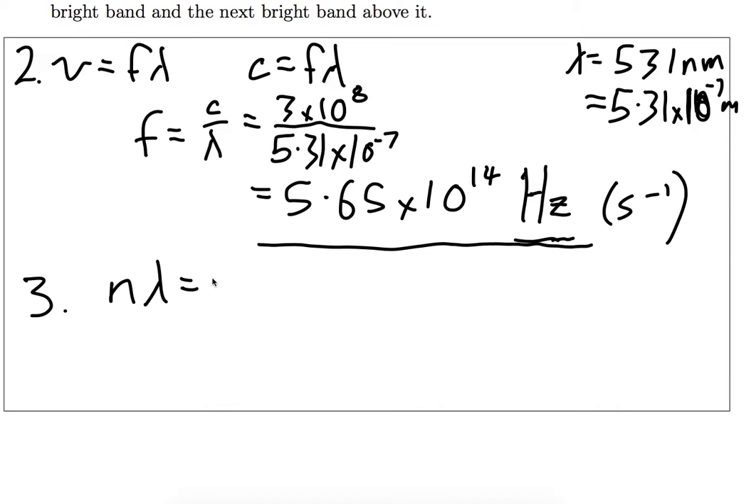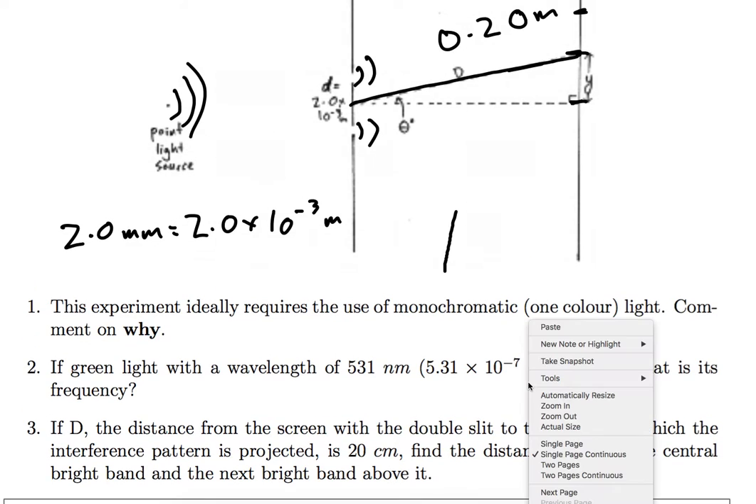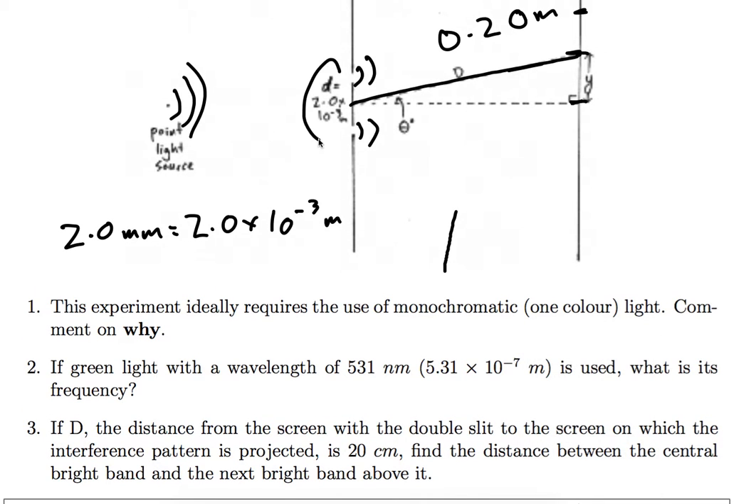N lambda equals d sine theta, where d, as you'll see from the diagram above, is the distance between the slits here, 2 by 10 to the minus 3 meter, and theta is the angle here. We've got y and D. Now it turns out that if we go back to our SOHCAHTOA, opposite over hypotenuse, sine theta equals y over big D. So we can use that.